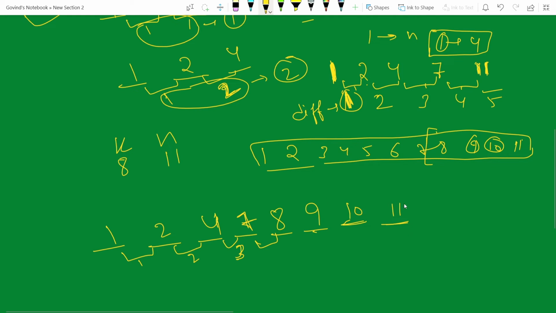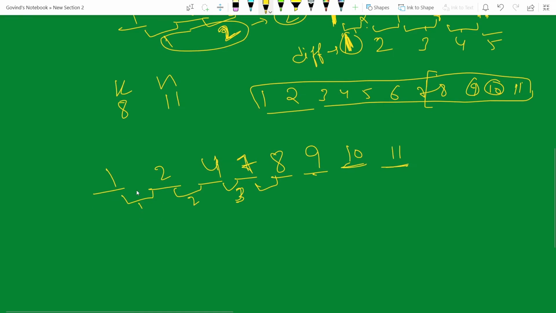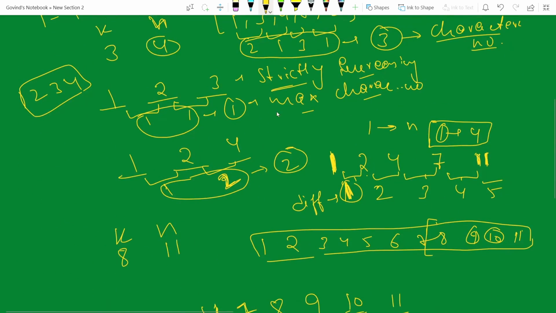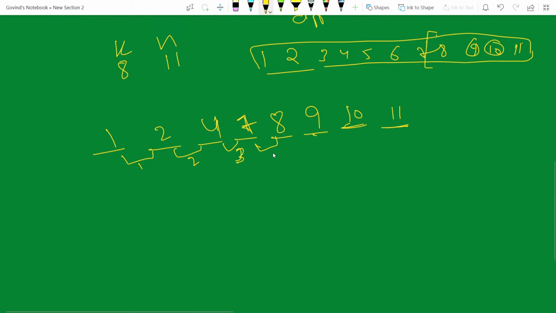Why? Because here I have used all the numbers from 1 to 11 as well. I have filled 8 places, and our conditions are that it should be strictly increasing. Yes, it is strictly increasing, and it should have maximum characteristic value. Yes, it is having a maximum characteristic value. What is its value? It's 1 1 1 1. So its characteristic value is 3, because there are 3 distinct differences.